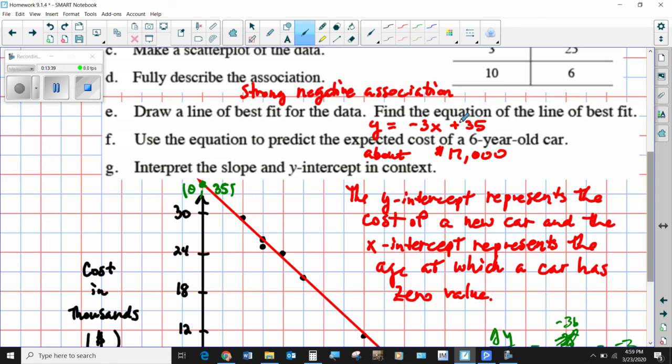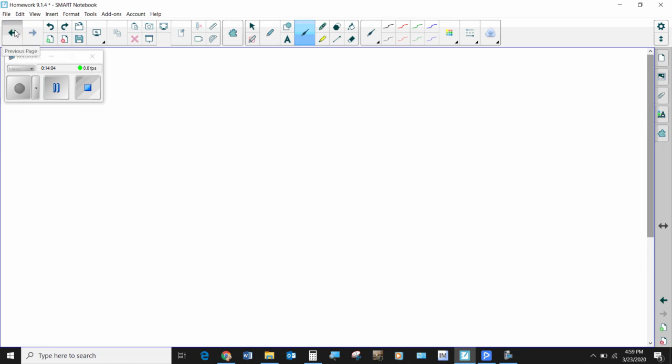So you can use this to predict what the cost of a 6-year-old car would be, because you would just take 6 times 3 is 18, and then subtract the 18 from the 35, and I got 17,000. But if you had written that as 36 instead of 35 here, then it would be 18,000, which is pretty close. And that's it. We're done.